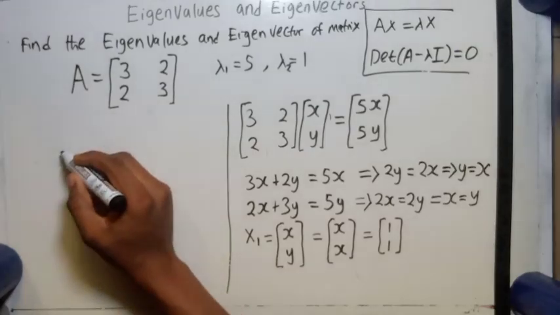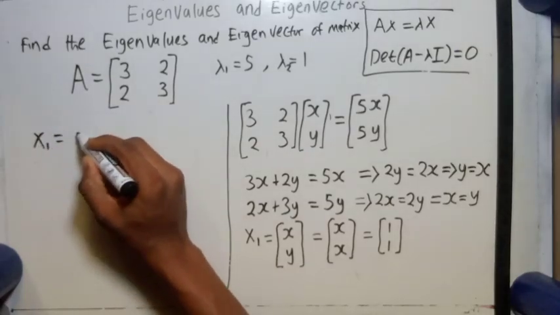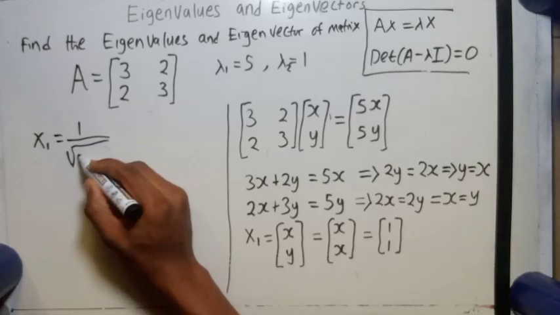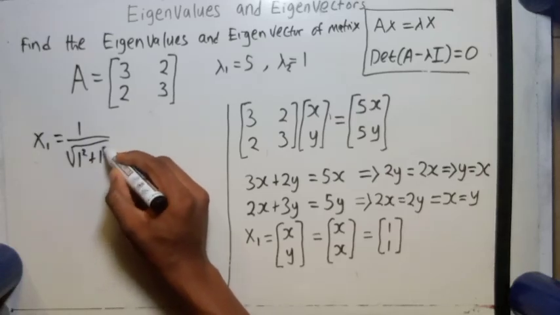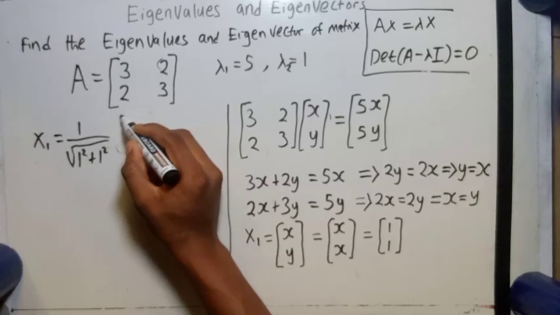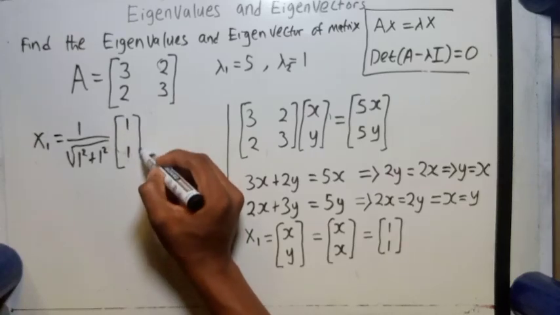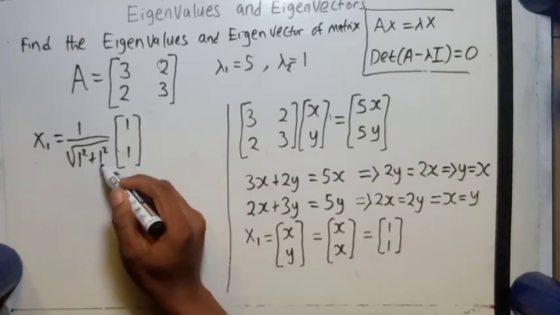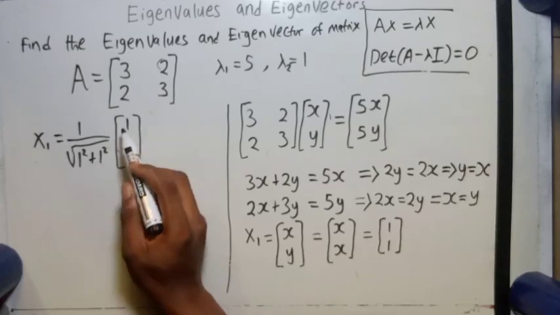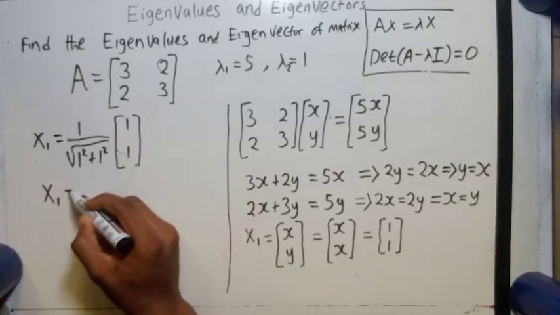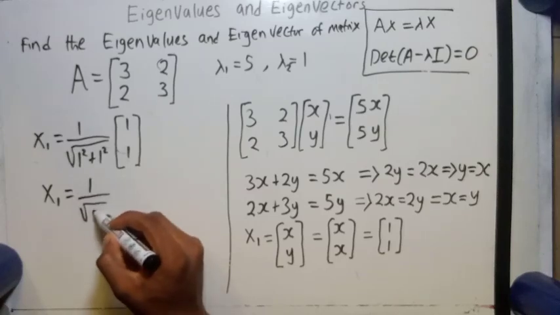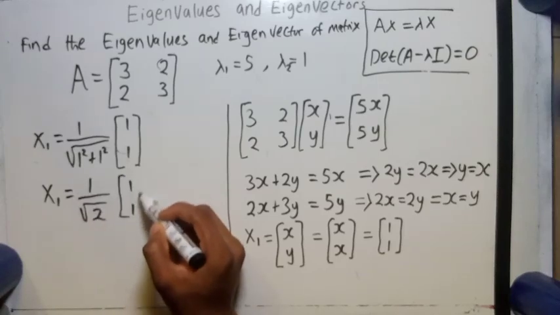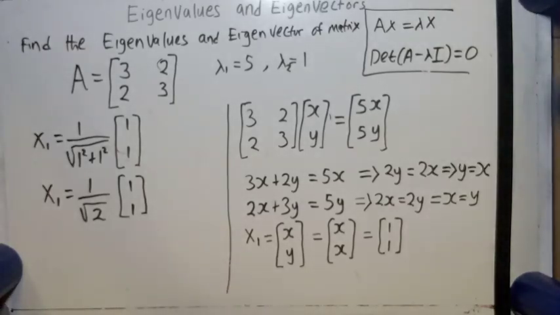Now let's do that for this. When we do that, our x1 is equal to 1 over the square root of 1 square plus 1 square, multiplied by the matrix (1, 1). Now 1 square plus 1 square is 1 plus 1, which is 2. So we have that our x1 is equal to 1 over root 2 times (1, 1). So this is your answer for the first eigenvalue. We're going to repeat the same thing now for the second one too.